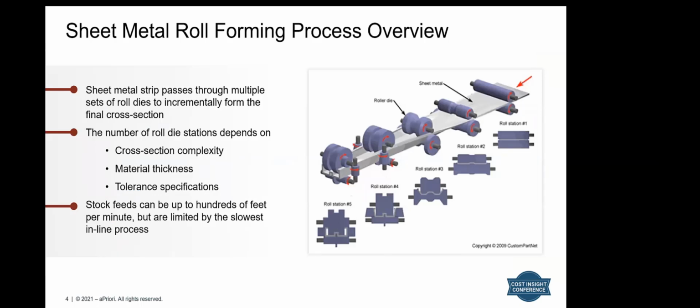Now, this slide shows just a high-level overview of the roll forming process itself. Roll forming is a high-speed method of progressively bending coiled strip metal into a uniform cross-section.